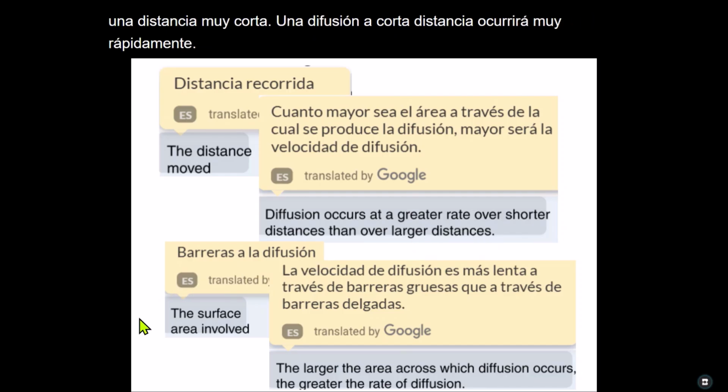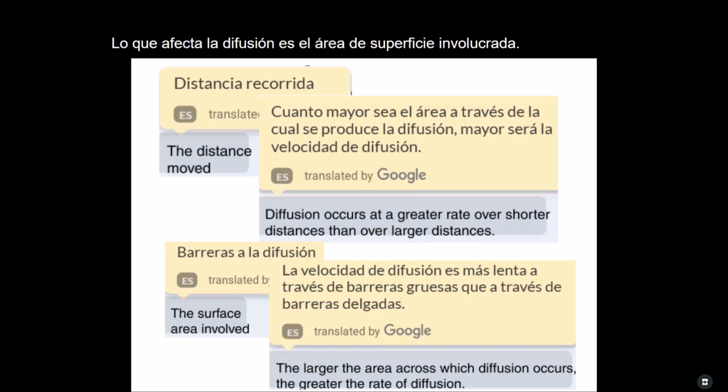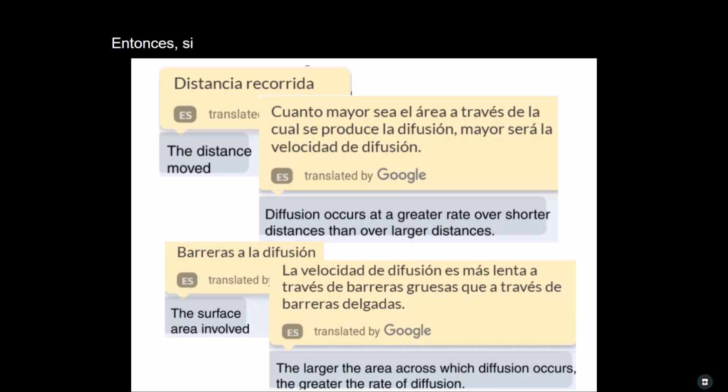Another factor that affects diffusion is the surface area involved. The larger the area across which diffusion occurs, the greater the rate of diffusion. So if there is more surface area, the diffusion will be faster. It will be at a greater rate.